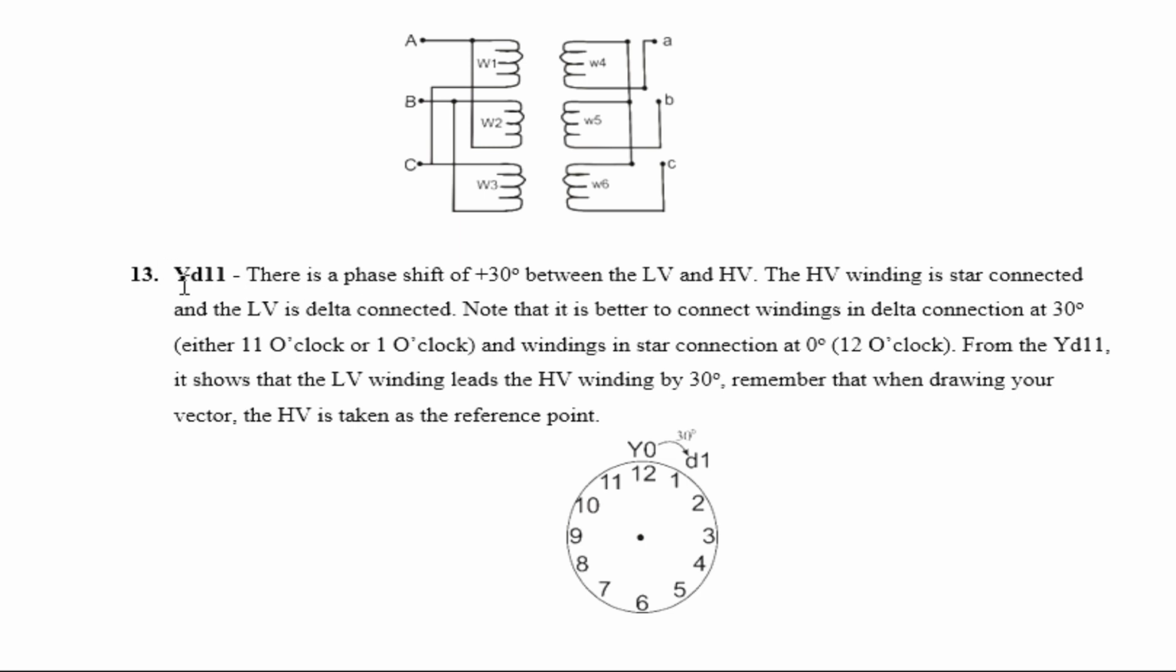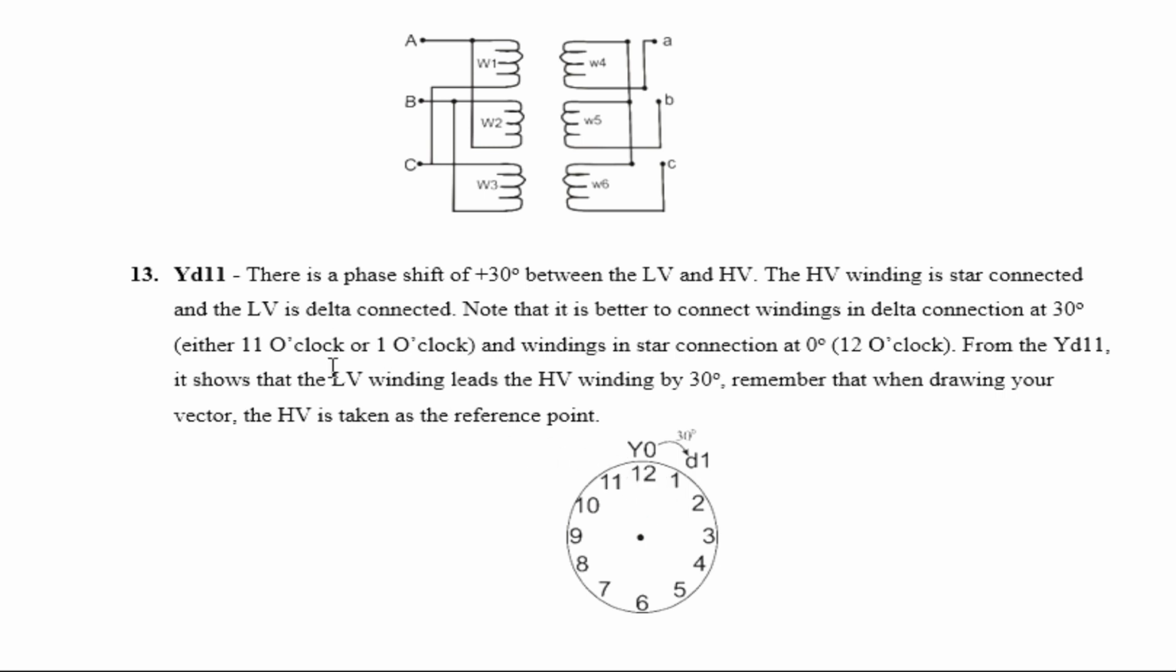So how do you draw that? You take your reference point to be Y, and take your delta to be 1. So take note, it's plus 30 degrees. What this means is that you are taking the reference point of this. So it means that the low voltage winding is, if you see this 11, anything on the left hand side means that the low voltage side is the one leading.